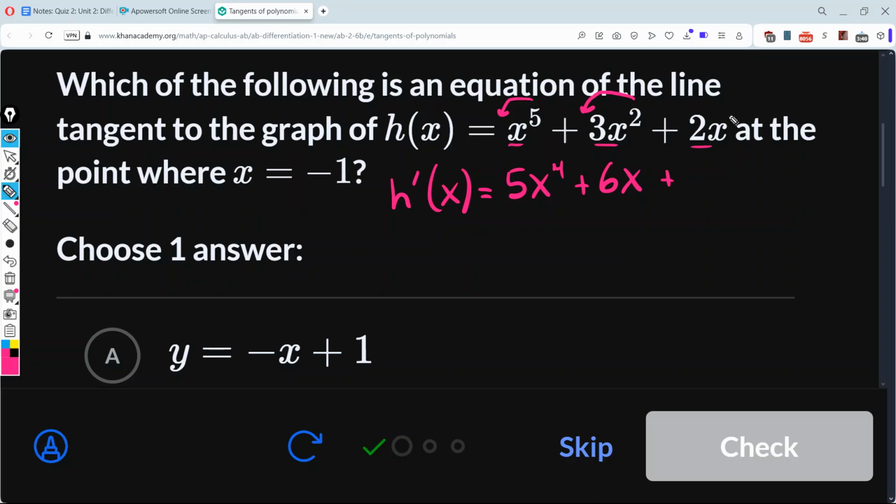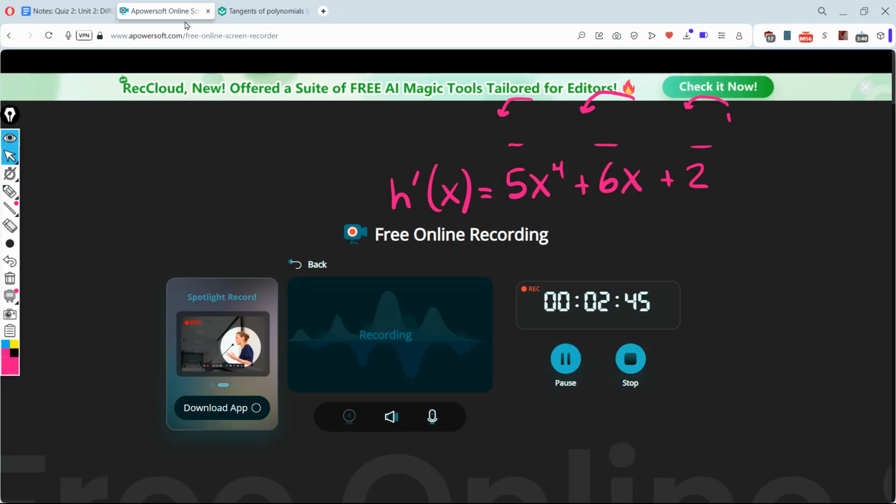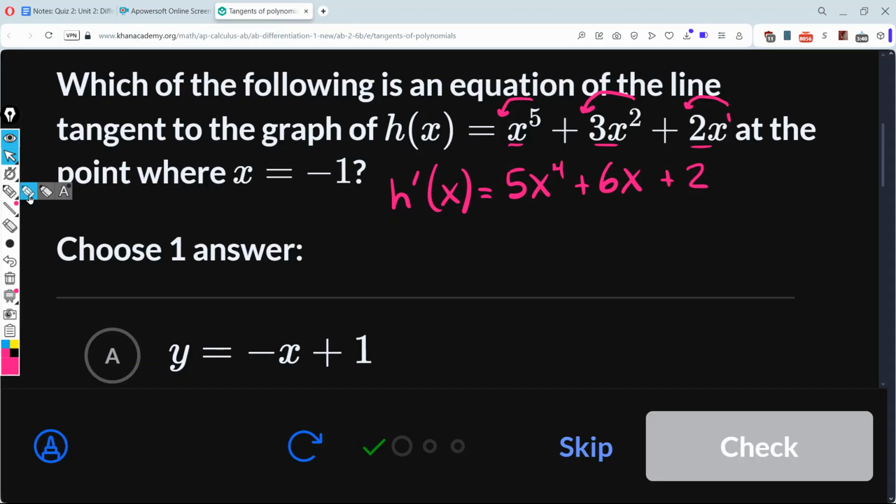Finally, this is 2x to the 1st power. Take the 1, bring that out front. 1 times 2 is still just 2. Decrease the exponent by 1. That's going to be x to the 0, or just 1. 2 times 1 is just 2. So that's our derivative.